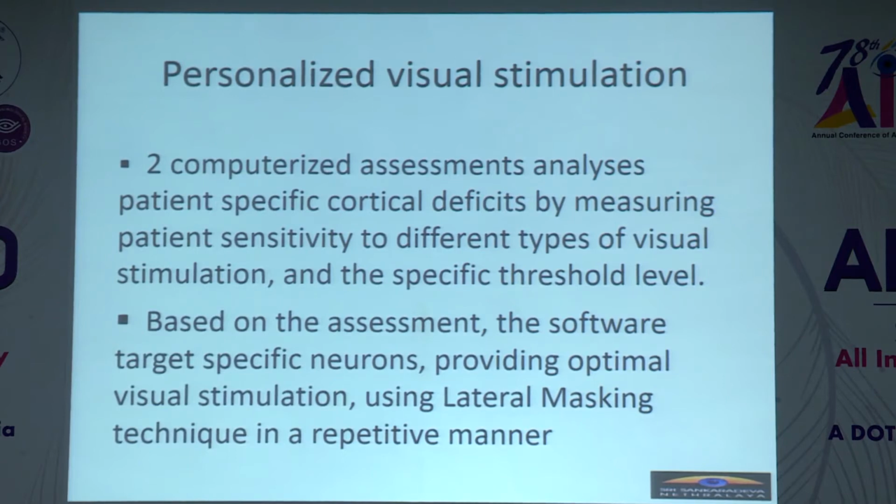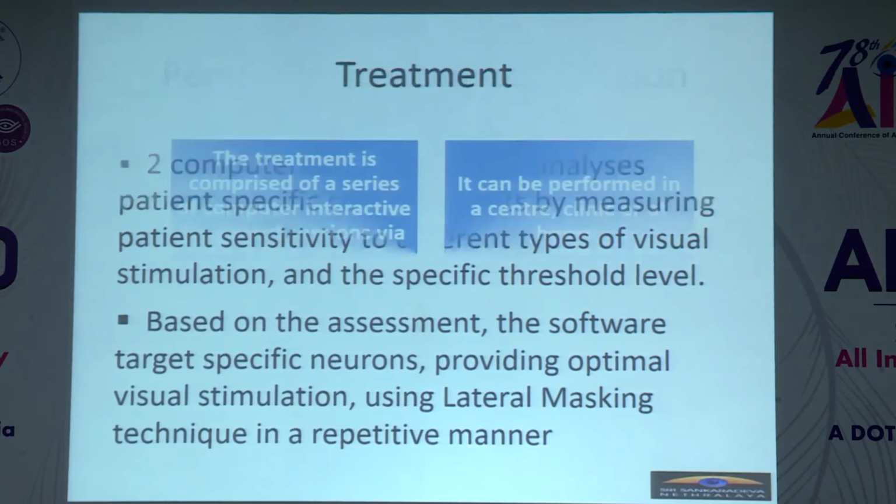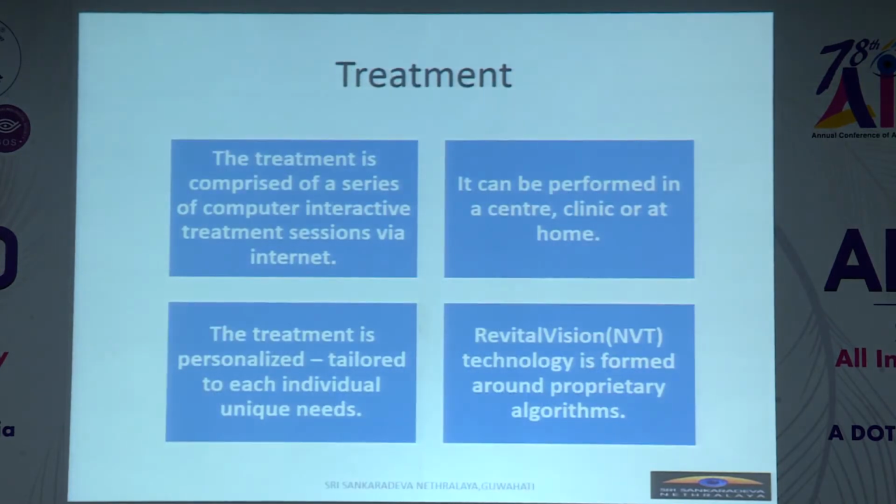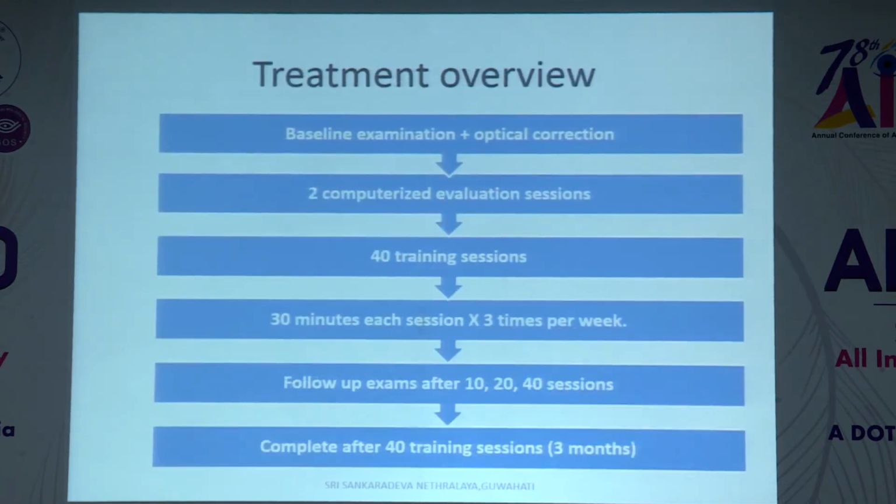It is a personalized visual stimulation. A computerized assessment analyzes the patient's specific cortical defects by measuring the patient's sensitivity to different types of visual stimulation and the specific threshold level. Based on the assessment, the software targets specific neurons, providing optimal visual stimulation. So it's a computer-based program. It can be performed in the center, clinic, or at home. It is personalized and formed from proprietary algorithms.